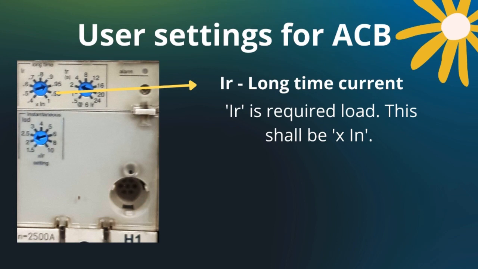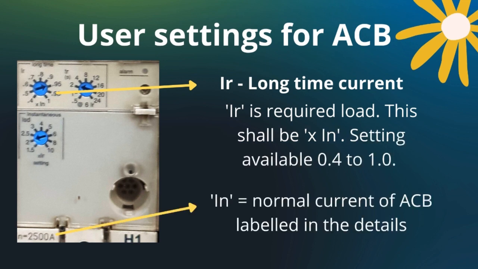IR, long time current. IR is the requirement from the user. The setting shall be the multiplication of the normal current. Settings range available from 0.4 to 1. IN, normal current. This is the normal current labeled in the ACB details.